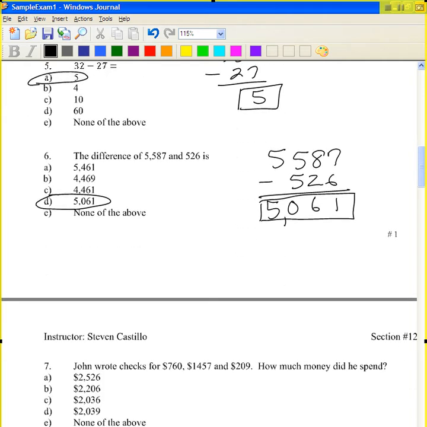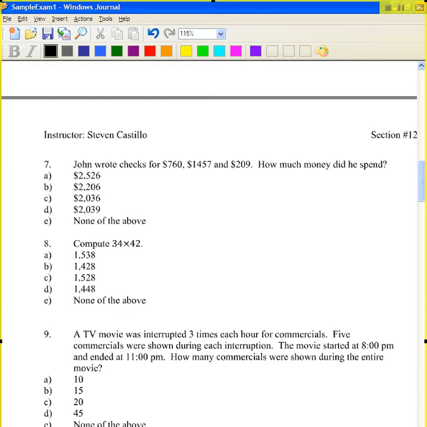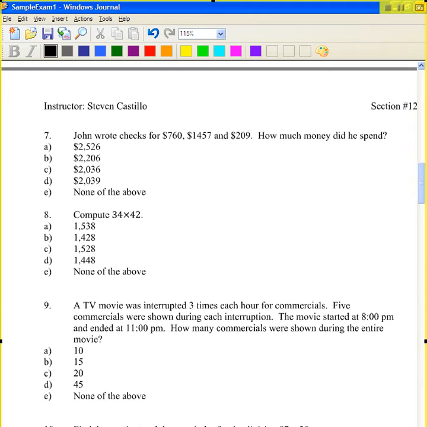Let me do problem number 7. John wrote checks for $760, $1,457, $209. How much did he spend? Well, let's add these up. And so I get 16, carry the 1. 7 plus 5, 12, carry the 1. 8 plus 2 is 10, plus 4 is 14, carry the 1. 2. So $2,426.